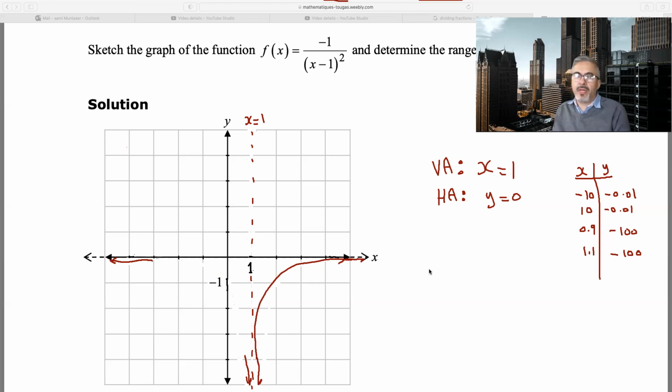Also, what you could do with this graph is find the y-intercept. You wouldn't have an x-intercept, obviously, because as you see, the graph is all below. So for the y-intercept, just do f of 0, sub in 0 for the x. So negative 1 over 0 minus 1 squared, and that will end up giving you negative 1. So if you want more accuracy, you're going through this point right here, and then just go ahead and wing it. And this is how this graph looks.